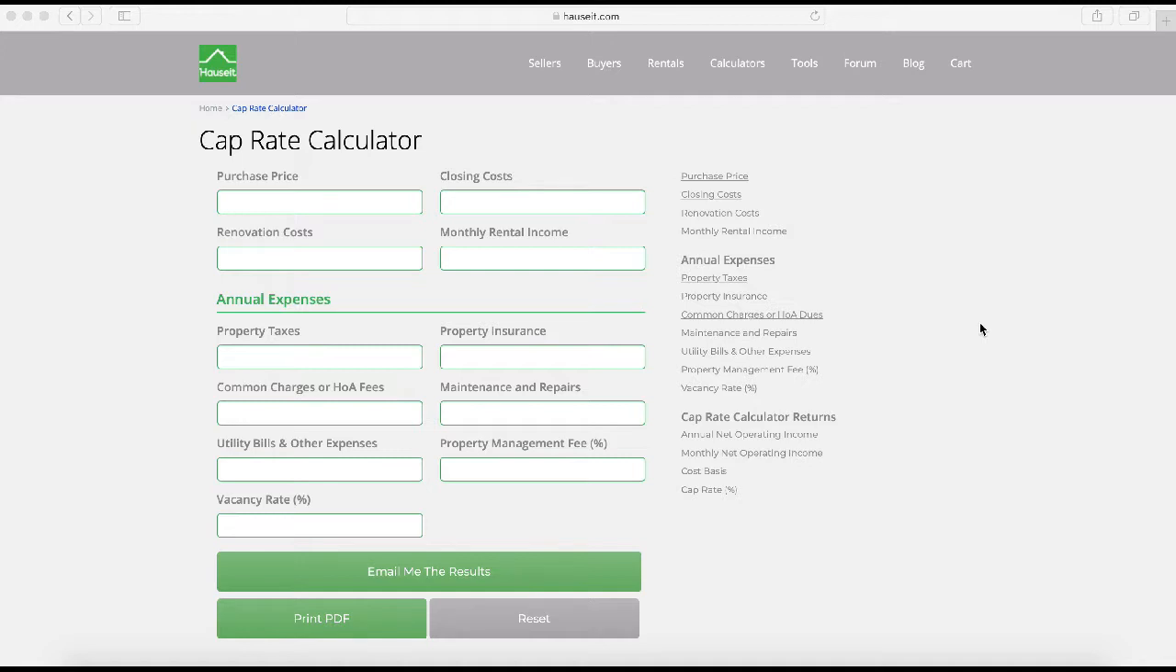So let's go ahead and give it a shot here. We're going to come up with a bunch of assumptions, and by inputting all of these things over here, we are going to generate the cap rate calculator returns, specifically our annual NOI, our cost basis, and then essentially the cap rate is the annual NOI divided by the cost basis.